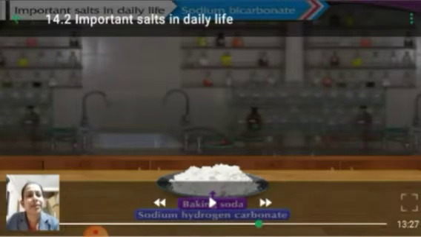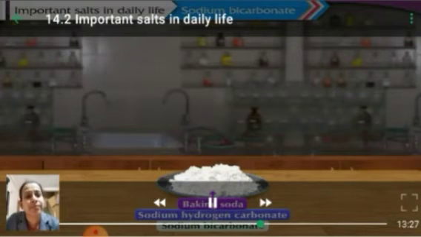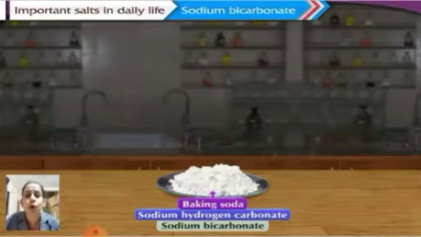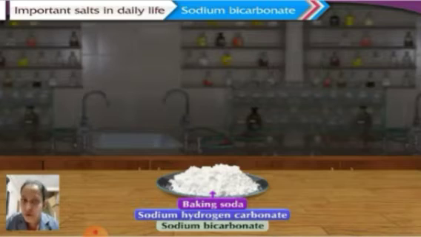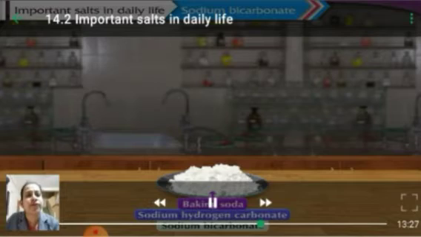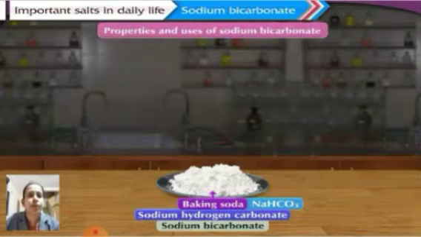Okay, its chemical name is sodium hydrogen carbonate, or also called sodium bicarbonate. That means NaHCO3. Sodium means Na, hydrogen means H, and carbonate means CO3, whereas it can also be called sodium bicarbonate, and its molecular formula is NaHCO3. So what are the properties and uses of sodium bicarbonate?